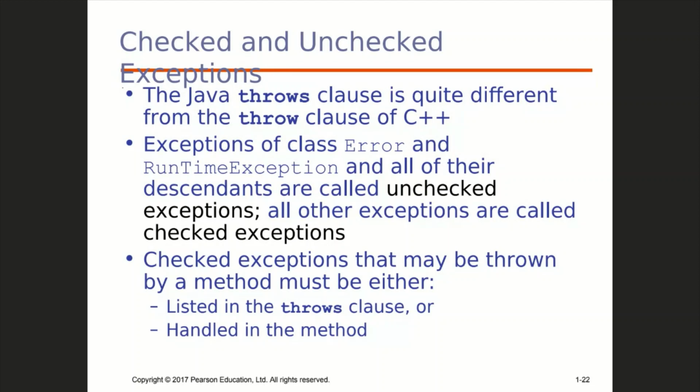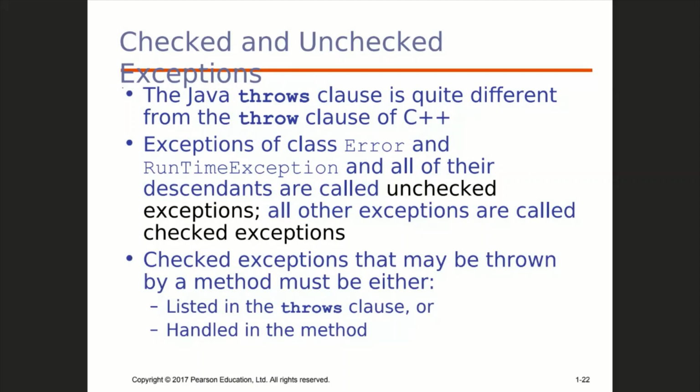For unchecked exceptions, it's up to the programmer to judge whether this type of error may occur or not. An exception is a condition, an unexpected event. So the programmer needs to judge whether that condition may occur and may cause some exceptions, and then handle it appropriately. So that's the difference between checked and unchecked exceptions.